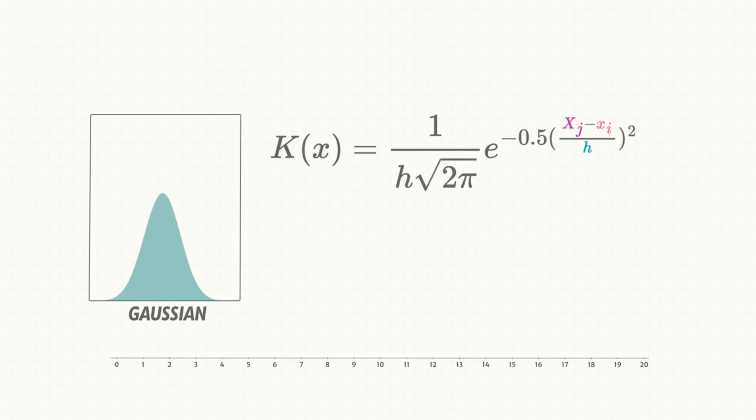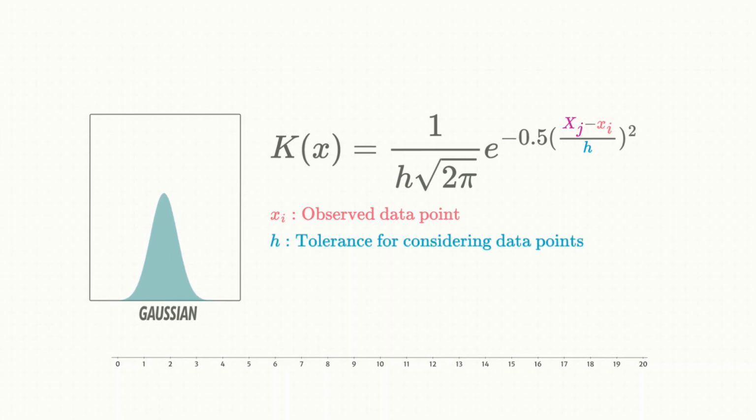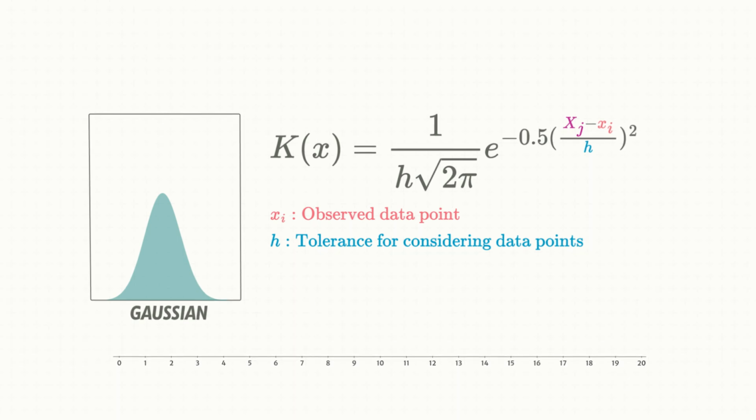To calculate the kernel, we need three inputs. The observation data point, in this case the match where Man United conceded 7 goals. The value of h, which determines our tolerance for considering data points as similar, often taken as the standard deviation. So if I choose a value of 2 and our dataset is symmetrical, what I'm saying is that 66% of matches that are similar to the 7-goal Manchester United match would be between 5 to 9 goals.